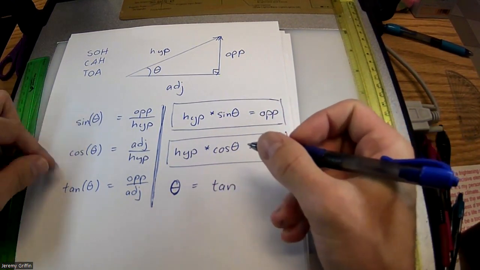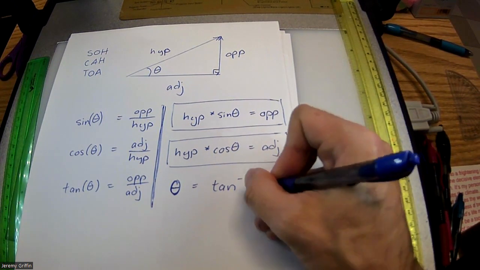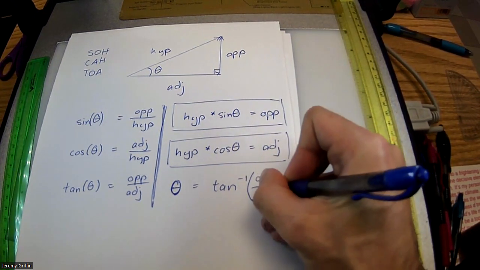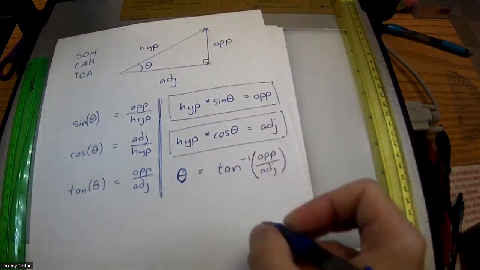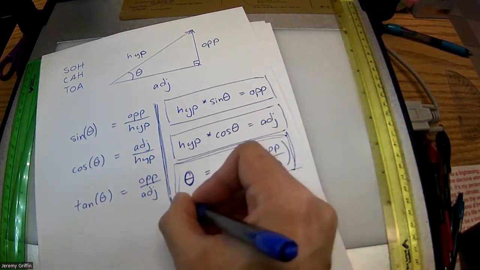You could also do this with sine or cosine, but I'll teach this to you guys here today. Inverse tan of opposite over adjacent. Right, so now you know how to get angles.